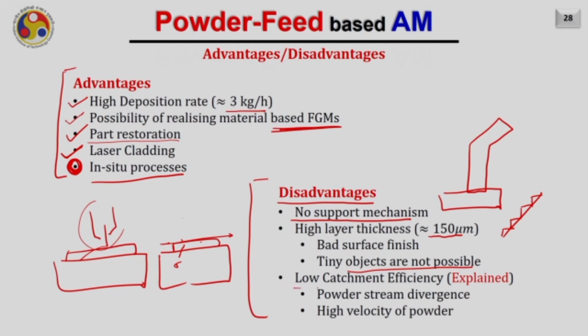Other than that, low catchment efficiency, which I have already explained to you for the side feeding nozzle as well as for the coaxial nozzle, is not really very high. It comes because of two reasons. We have seen that one, due to the powder stream divergence, and another reason is high velocity of the powder itself.